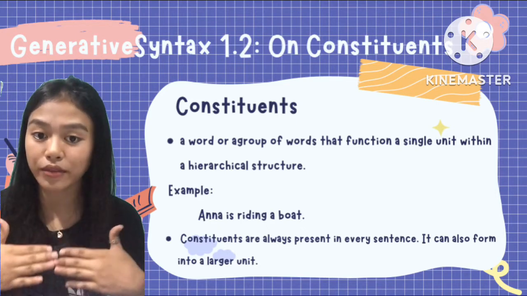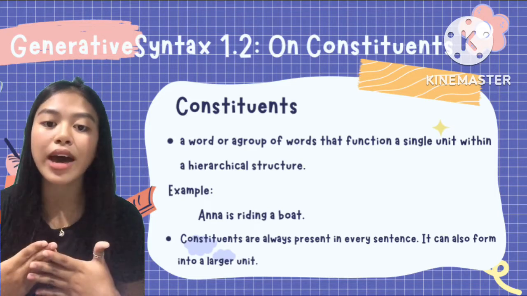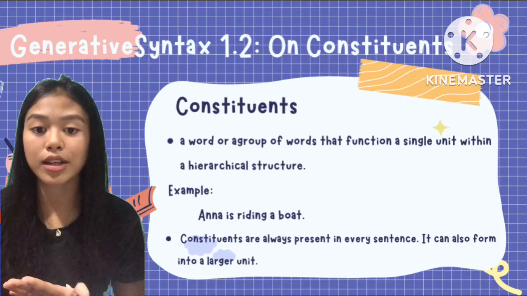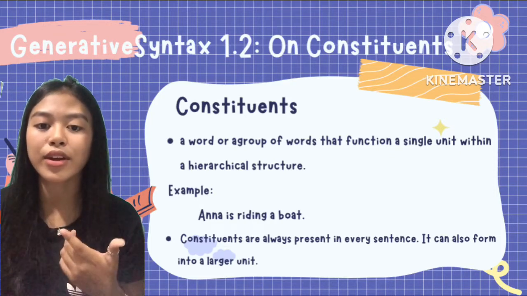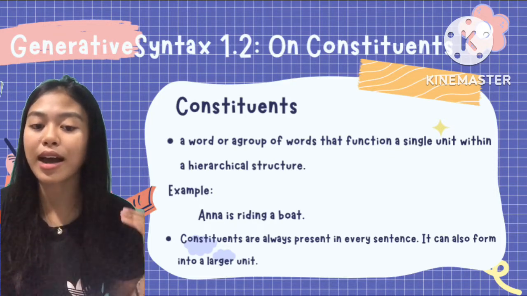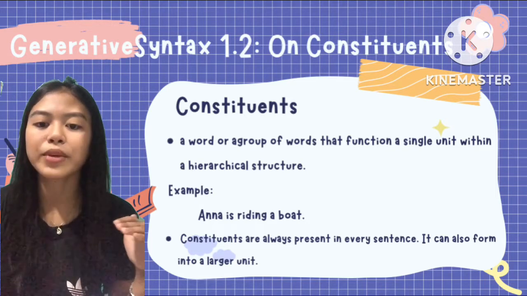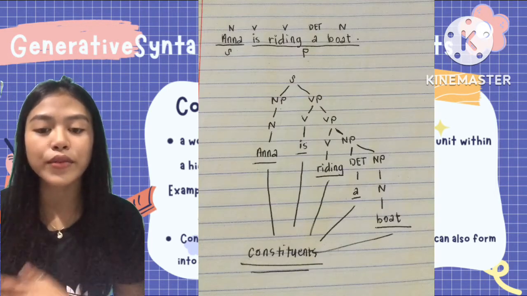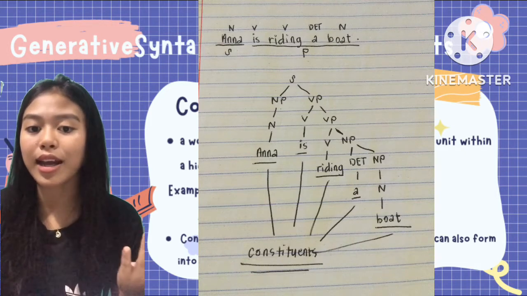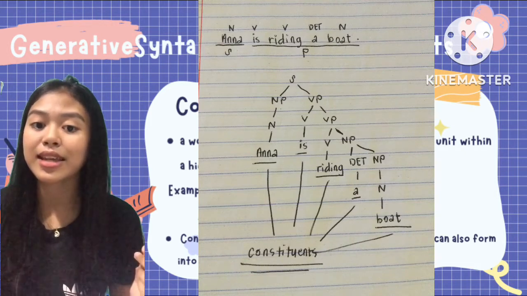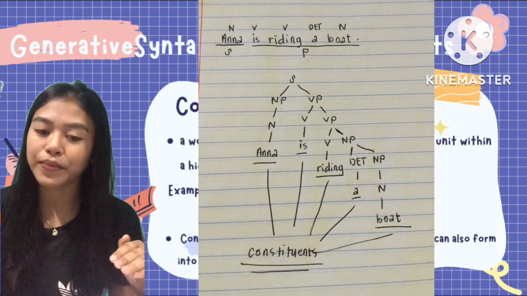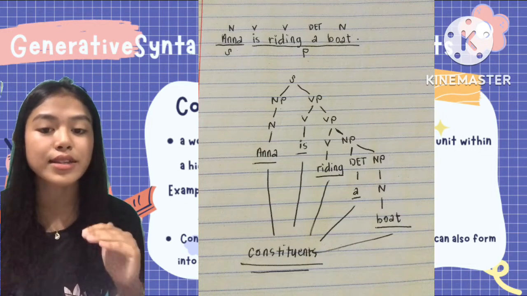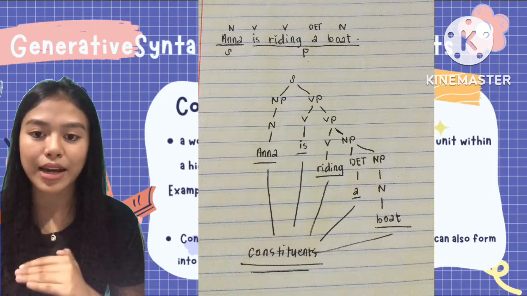the arrangement of units. So, if you have a sentence like, Anna is riding a boat, you have there a subject, Anna, and a predicate, is riding a boat, then it is a sentence. If you come to think of it, Anna is a noun. Is is a linking verb. A is a determiner. And riding is a verb. And boat is a noun.